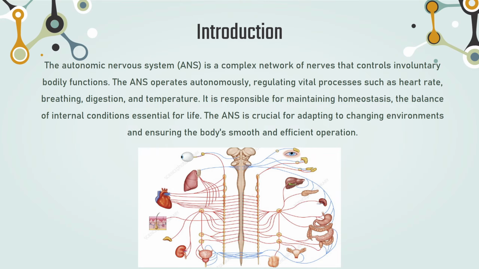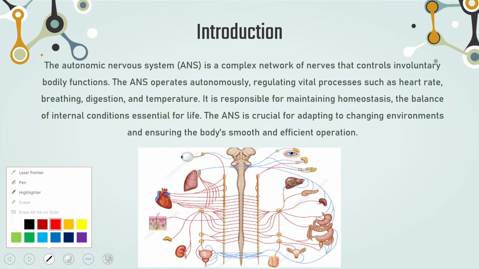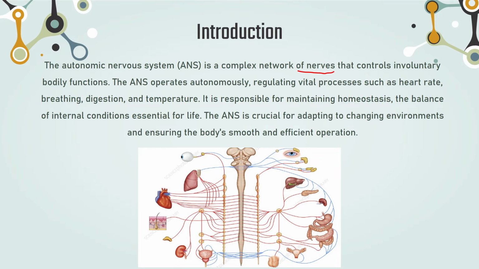So the autonomic nervous system is a complex network of nerves. It will control involuntary bodily functions. Now what are involuntary bodily functions? We all know, like heart rate, breathing, digestion and temperature. It is also responsible for maintaining homeostasis. Mainly the autonomic nervous system is responsible for rest and digest and fight or flight responses, and it is also crucial for adapting to changing environments.